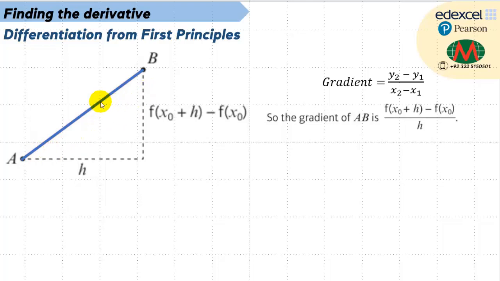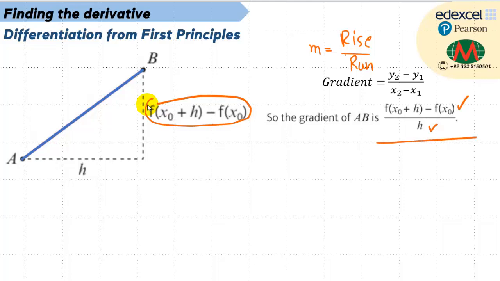It is the hypotenuse of the right angle triangle, and we know that the gradient formula is y2 minus y1 over x2 minus x1. So here the upper portion is rise and the lower portion is run. So here the rise is this one, so we will put this into the numerator, and run is h, and we will put that into the denominator. So this is the gradient of this line AB.